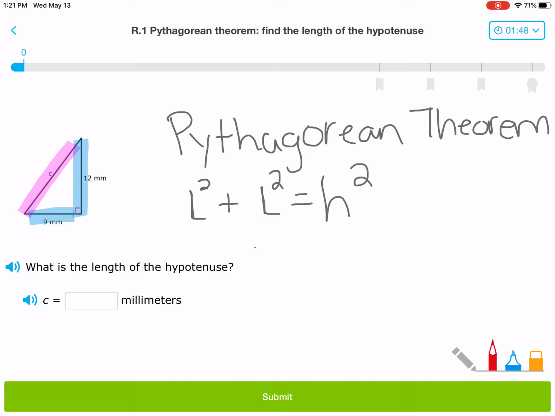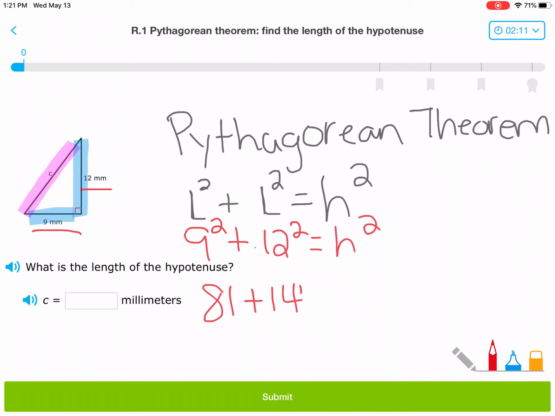So let's fill in what we know. We know one is 9 and one is 12. So 9 squared plus 12 squared has to equal the hypotenuse squared. Remember, when we square a number, it's that number times itself. So in this case, it's 9 times 9, 12 times 12, and we don't know what h is yet. So 81 plus 144 gives us 225, and that equals h squared.